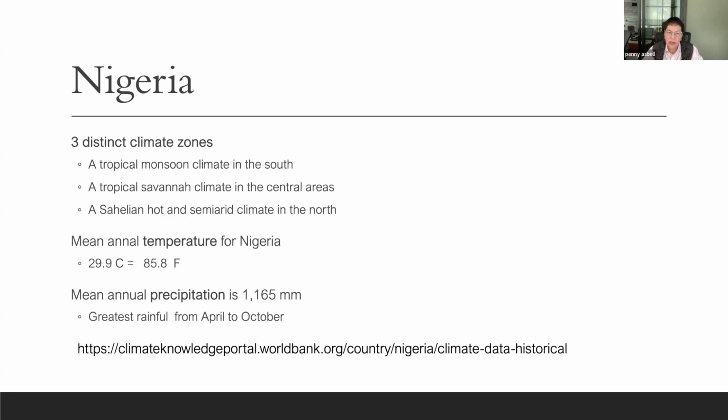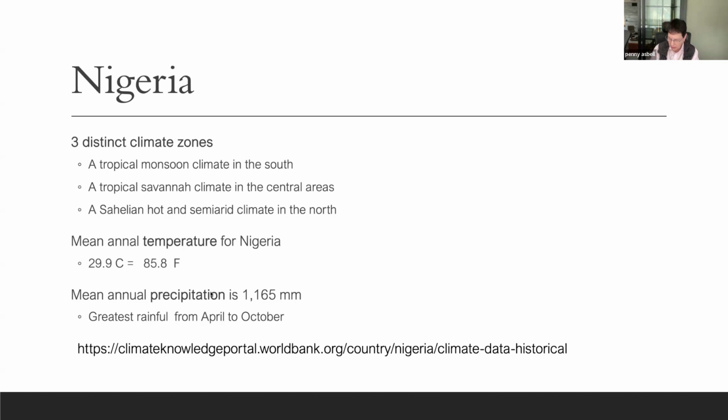The temperature in Nigeria is on average 29.9 centigrade. We usually report temperature in Fahrenheit in the United States, and this is about 86, which is considered quite hot. I live in Memphis, Tennessee, which is in the mid-south, and we often in the summertime get up to 90 or above. So we're used to hot temperatures, but that sounds like that's not uncommon in this part of Africa and maybe other areas as well. Interestingly, when you look at the precipitation, however, this is specific for Nigeria, it's relatively low, 1.1 millimeters, with the greatest amount April to October, again from this website I acquired this information.